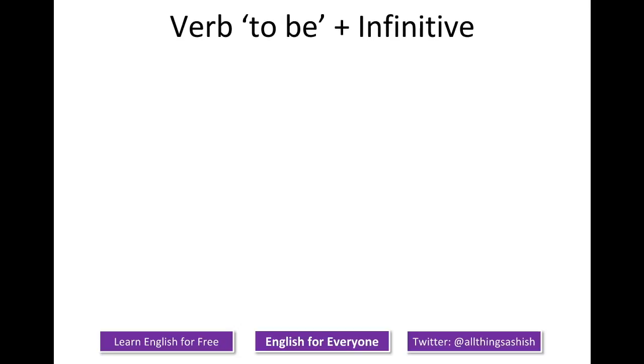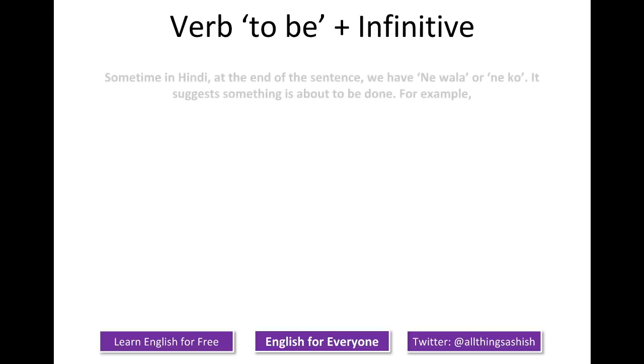We'll look at verb to be and how it's used when it's added with an infinitive. So sometimes in Hindi, at the end of the sentence, we have ne wala or neko. It suggests something is about to be done. For example, वह जागने को है, वे लोग जाने वाले हैं.